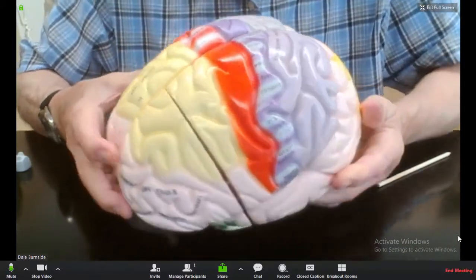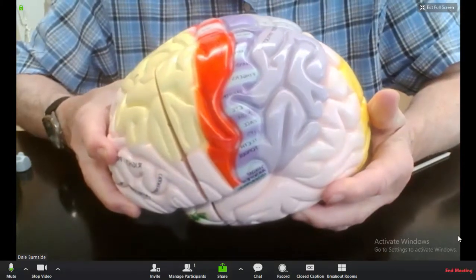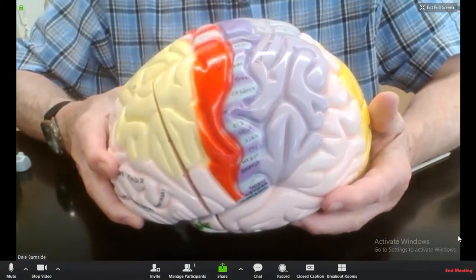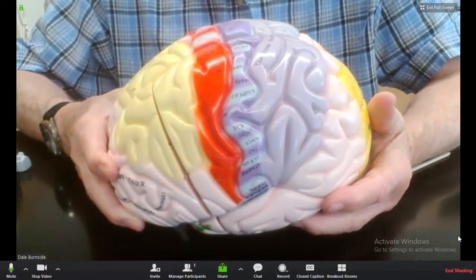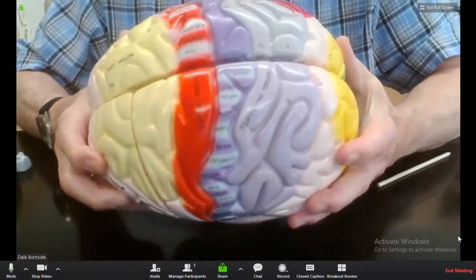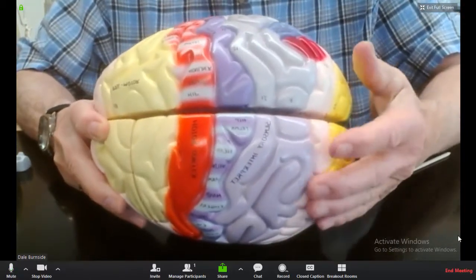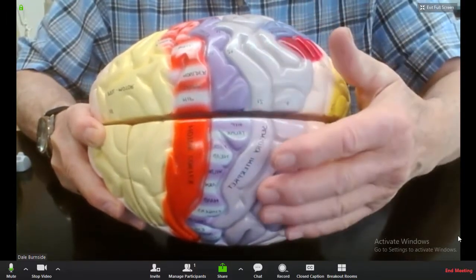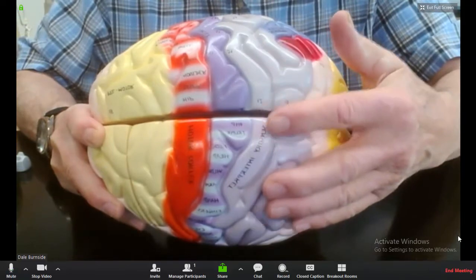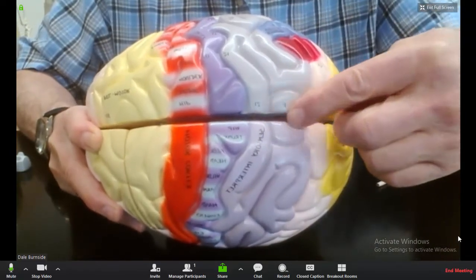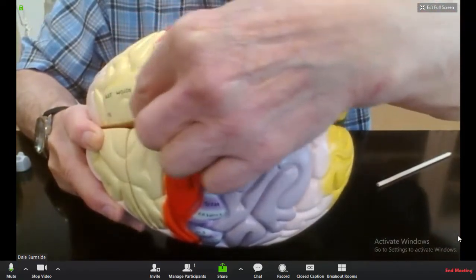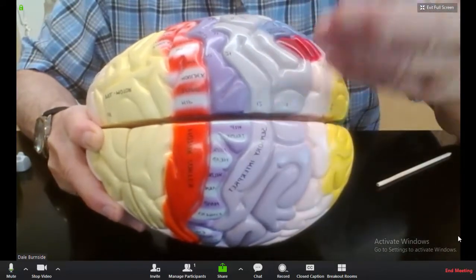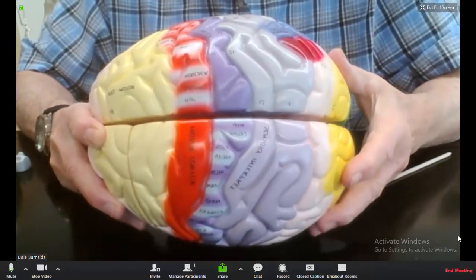And then if you see, the biggest part of the brain is the cerebral hemispheres, or the cerebrum. The cerebrum has two hemispheres, as you can see. I'm going to take it apart in a minute, but you have a right brain and a left brain. You've heard those terms before. And then here is the longitudinal or sagittal fissure that divides the two hemispheres.